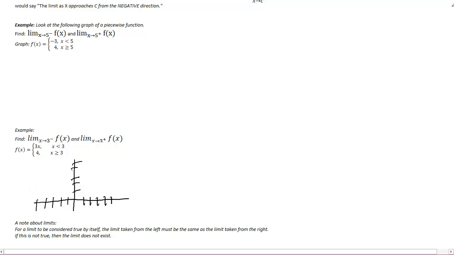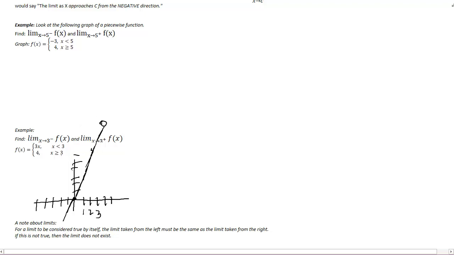Alright, and this time when x is less than 3, so we go to point 1, 2, 3, our function is 3x. So what's 3x look like? That would be 0, 0, and it goes up 3 over 1, up 3 over 1, and it gets pretty steep. We just draw it straight up like that. And once it actually gets to 3, we would have an open circle, and that would be at the point 3, 9.